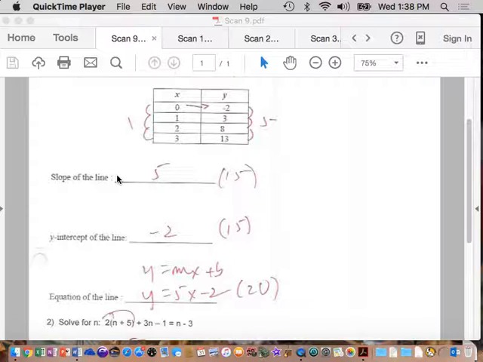Look, to find the slope, another name for slope is rate of change. So I look at the table, what are the y's going up by? 5. What are the x's going up by? 1. And slope or rate of change is the change in y over the change in x. It's 5 over 1. I put 1 over 5.